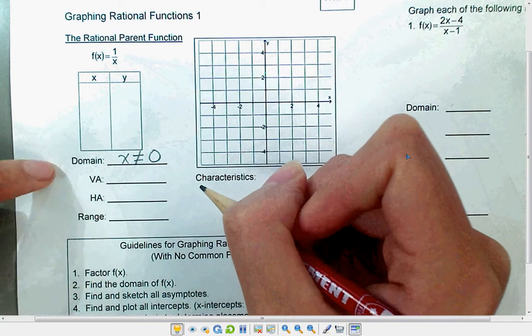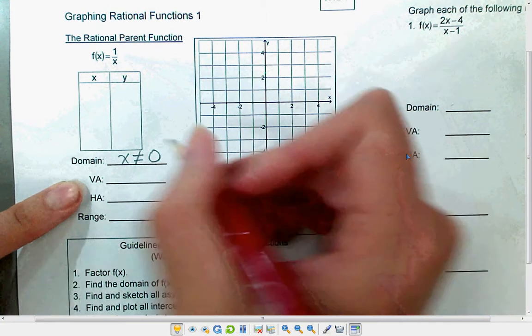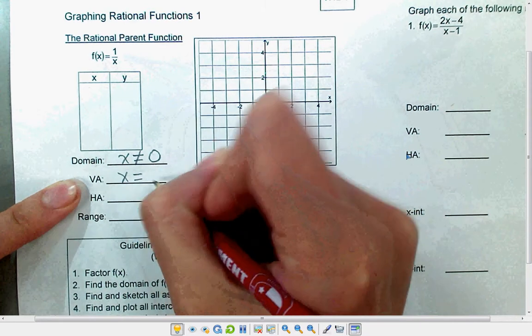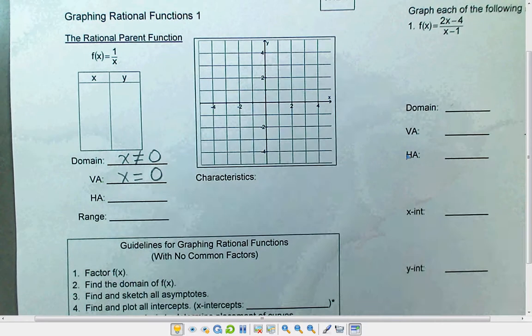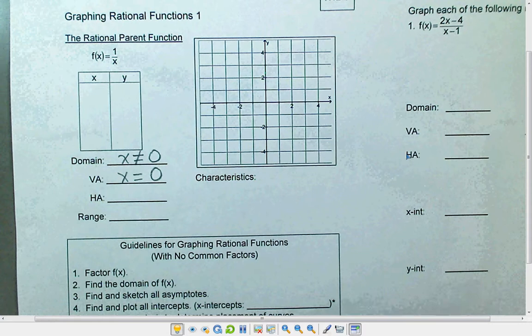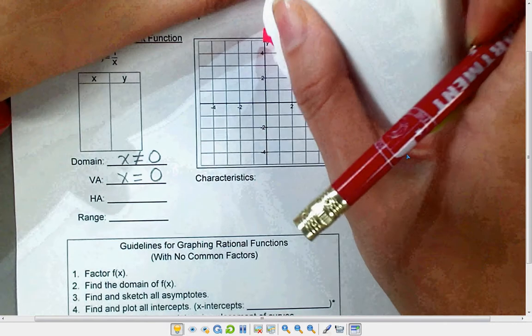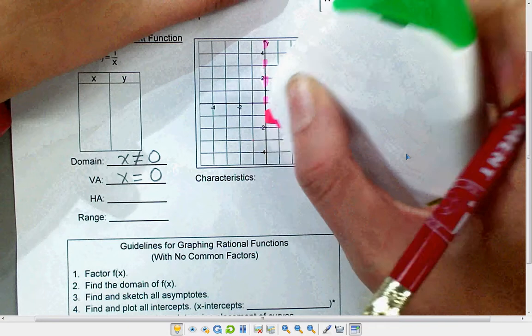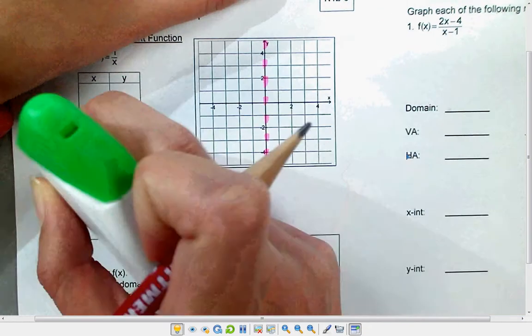And we know that our domain is related to our vertical asymptote, so we can right away know that our vertical asymptote is x equals 0. With our vertical asymptote, we can already draw the asymptote on our graph. So we know that we want a vertical line at x equals 0. I'm going to draw a dotted line, and mine's in pink.